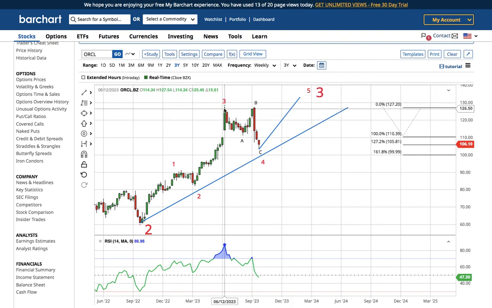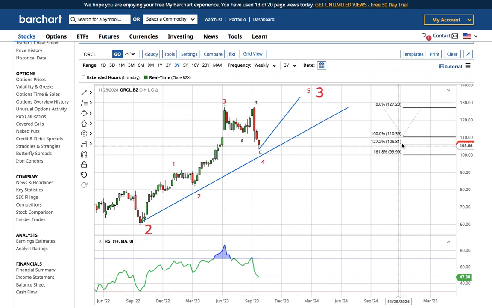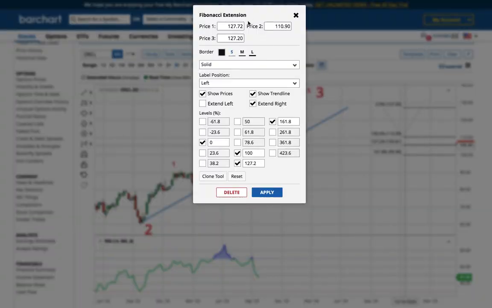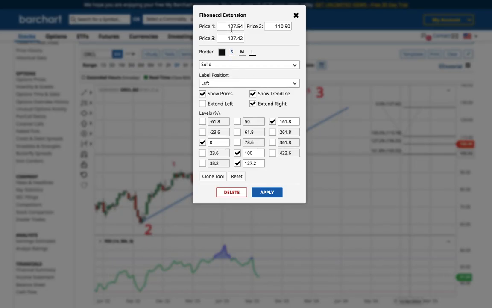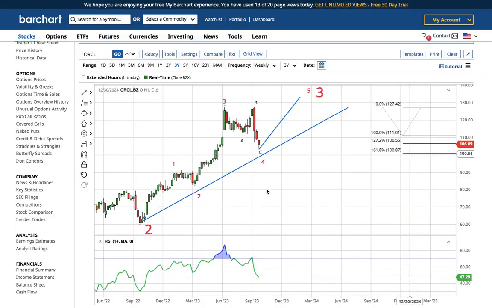This high right here is 127.54. This high, very close, 127.42. And then this was 111.13. So we're actually getting close to a hot zone for Oracle. They're making this one pretty tight. 100 right there is that 161.8% extension.